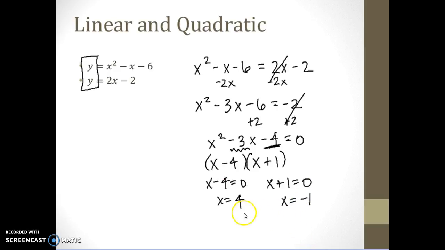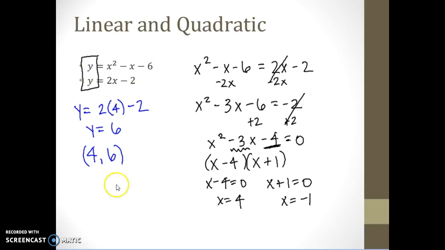Okay, so in this case, I'm going to have two solutions, but I'm not done yet. I need an xy coordinate point for my solution. So I have two x's, and I have to plug them in to find my y. So if I plug in 4, I'm going to end up with y equals, and you can plug them into either equation. I'd pick the linear. Linear is easier to plug in, so you only have one x in there. So 2 times 4 minus 2. 2 times 4 is 8. 8 minus 2 is 6. So that means one option is 4, 6.